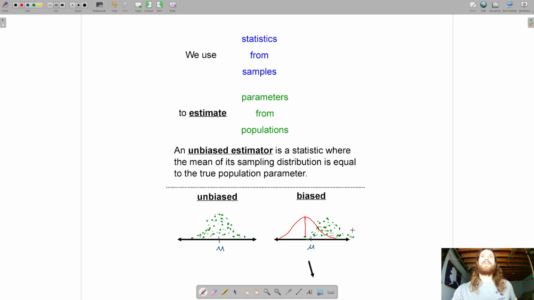So a biased estimator consistently under approximates or over approximates. You'll get basically an estimate that's always above or always below the true population parameter when you're making that guess. Okay, let's go back and head on to the next thing.